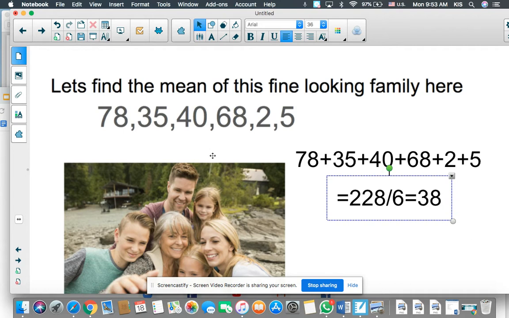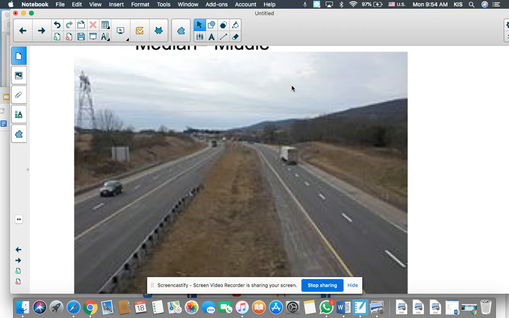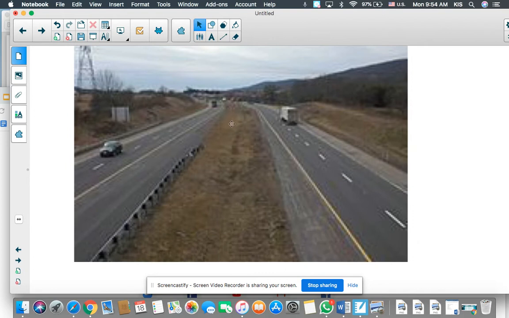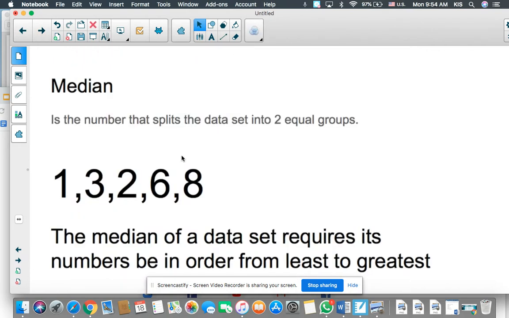Next we'll look at the median. The median is the middle number in a data set. You can think of a median like on a freeway, the middle part is called a median because it's in the middle. So take a minute and copy down this information here on the median. It is the number that splits the data into two equal parts.